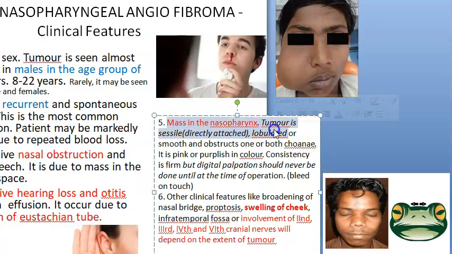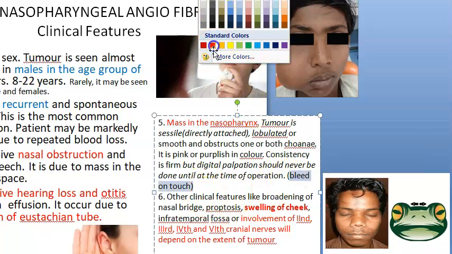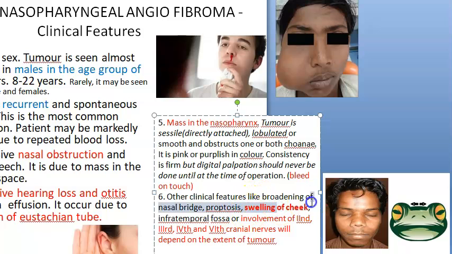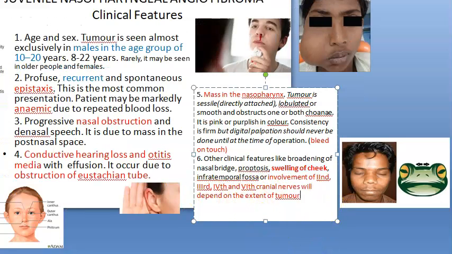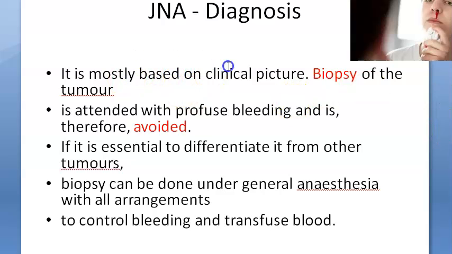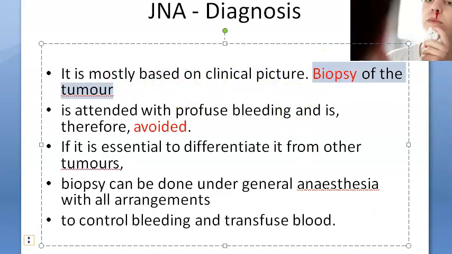Because of this mass, what you can see, it will be sessile, lobulated, smooth, and it obstructs one or both choanae, etc. You should not digitally palpate it because it can bleed, right? It can bleed on touch. You can remember that. Then you will not do biopsy, remember. There can be swelling of the cheek. Then there can be involvement of cranial nerves also. Cranial nerves like 2nd, 3rd, 4th, and 6th, all related to the eye. Basically, you will avoid biopsy, yes.